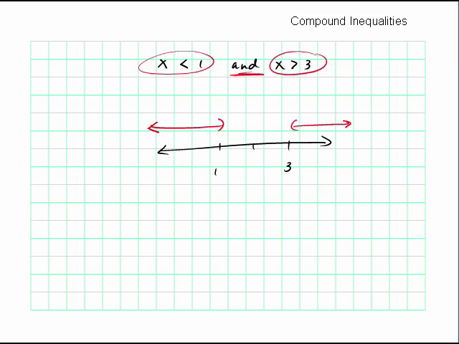This is an and statement, and so you want what they have in common. But notice they have nothing in common. There's no overlap. And so I'm going to leave the number line completely blank. There is no answer to this. And after all, what number is less than 1 and at the same time greater than 3? It's not possible. So this has no answer. This is that empty set again. Empty set.